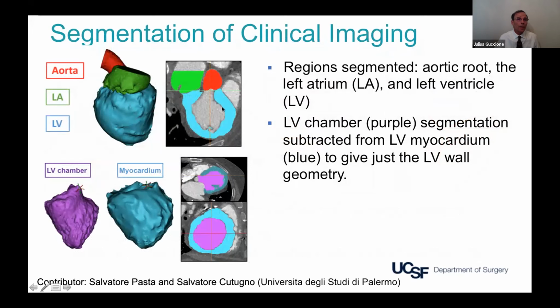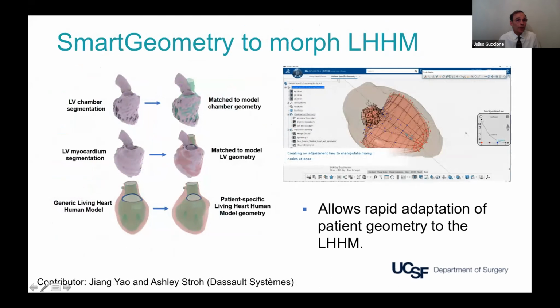And here you can see the model of the left ventricle and the left atria of the aorta based on the CT imaging. Then we pass this information off to Zhang Yao, who's the technical lead at Dassault Systems for their Living Heart project, and Ashley Stroh, another engineer at Dassault Systems. In addition to Abaqus, they use really state-of-the-art computer-aided design software called CATIA to morph the normal human left ventricle geometric model and have it adapt the geometry of the patient-specific CT data.